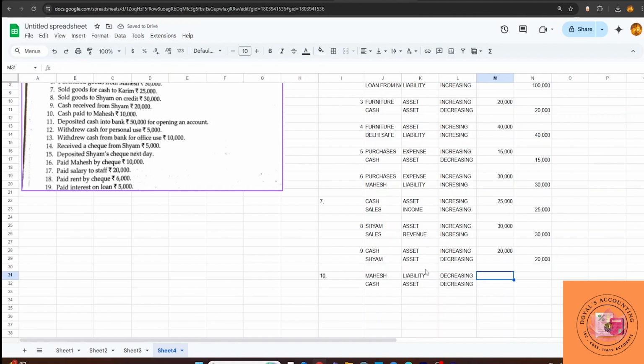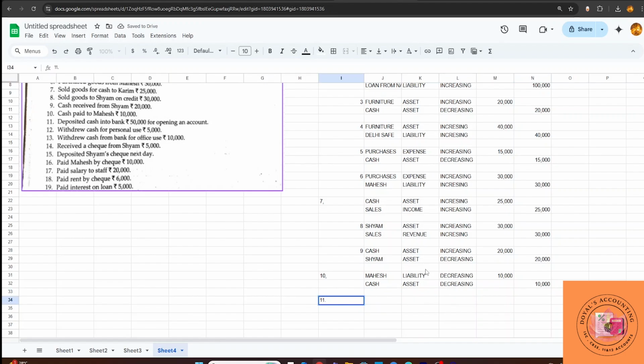Now, when a liability account is decreasing, it will be debited. How much are we paying to Mahesh? 10,000. And cash, when an asset account is being reduced, is decreasing, it will be credited. So Mahesh account debit to cash account.